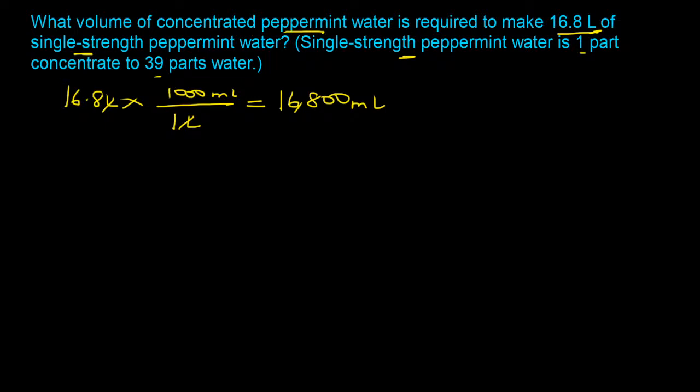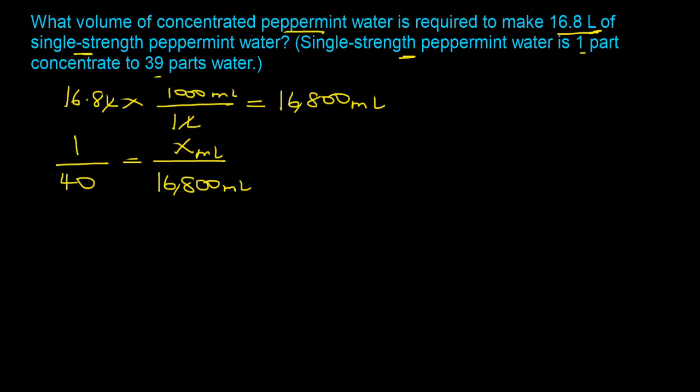So when we go back to the question, what it would imply is, if we took 1 part of the concentrated peppermint water, then we will need to make a total of 40 parts of the solution. Okay, but we can set up a proportion in such a way that we do know the total volume we want to make, so that would go in the denominator. So you have your 16,800 milliliters right here, and in the numerator, we want to determine the volume that is needed of the concentrated peppermint water. So the proportion would allow us to do that.